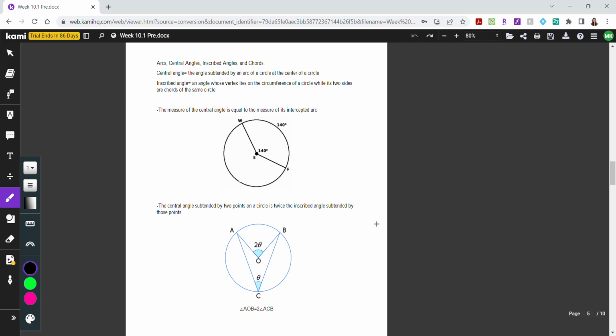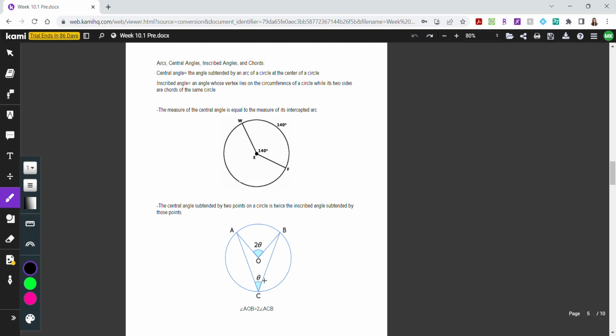Now with arcs, central angles, inscribed angles, and chords, a lot of questions also come out about this, so do remember all of these properties. I'll go over the definition of what a central angle and an inscribed angle is first. The central angle is the angle subtended by an arc of a circle at the center of a circle. Essentially, here is what we would call the central angle because it is the angle at the center of the circle. Now, an inscribed angle is an angle whose vertex lies on the circumference of a circle while its two sides are chords of the same circle.